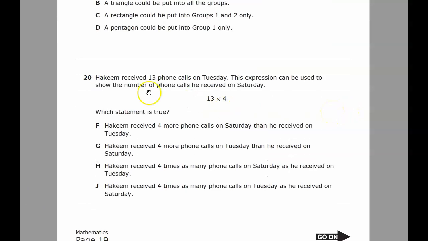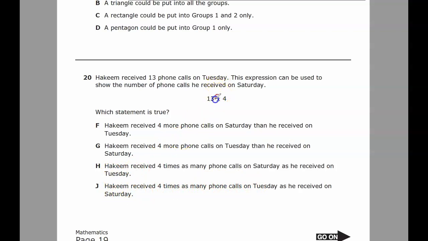Alright, let's look at our last question. Hakeem received 13 phone calls on Tuesday. This expression can be used to show the number of phone calls he received on Saturday. Which statement is true? So we have 13 times 4. So he got 13 calls on Tuesday. And then he got 4 times as many calls on Saturday. Hakeem received 4 more calls on Saturday than he received on Tuesday. Hakeem received 4 more calls on Tuesday than he received on Saturday. Hakeem received 4 times as many calls on Saturday than he received on Tuesday, or he received 4 times as many calls on Tuesday as he received on Saturday.